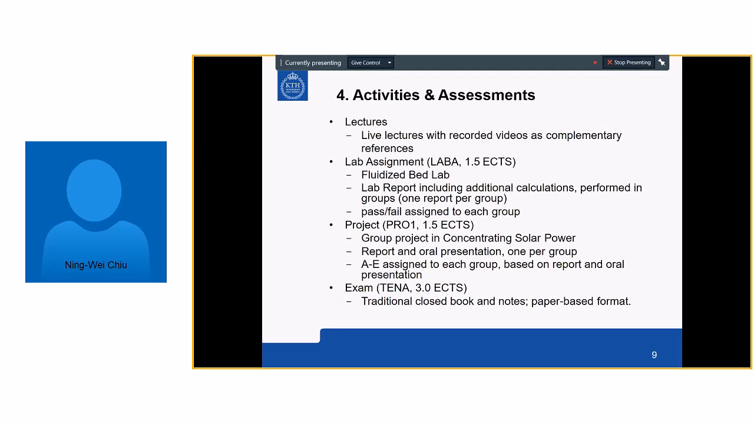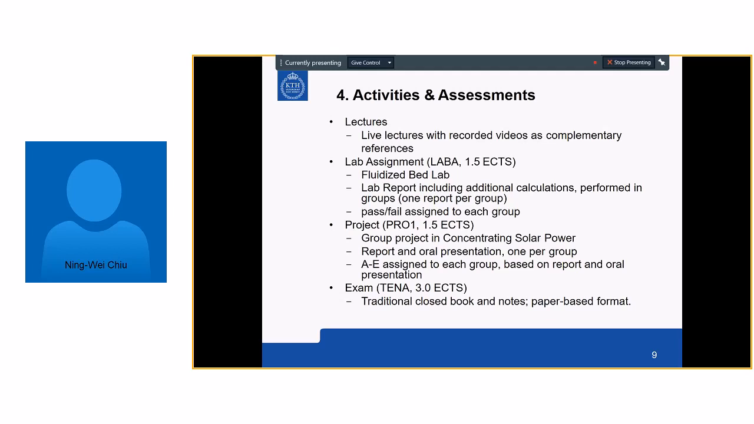And for this lab, you need to first come to the lab, do the lab, and then write a report. There will be some additional calculations as well on top of the lab. So the lab is on fluidized bed, but we'll have some additional calculation questions, exercises for you, which complement it a bit.